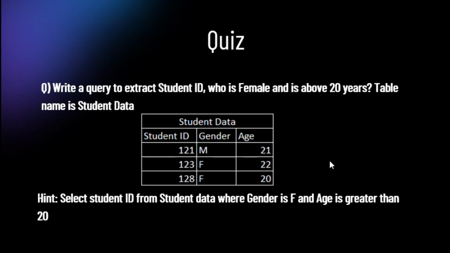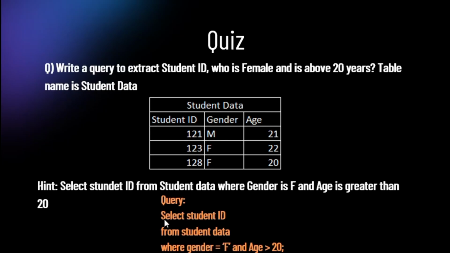If you're done, let's look into that. As we have talked, we are selecting student ID. We just want the output as student ID. From what table are we opting from? Student data. What are the conditions we are using? Where gender is equal to female and age is 20. It's not saying or, it is clearly saying and, who is female and is above 20 years. So this is the query. Congratulations, you're able to write your first query.